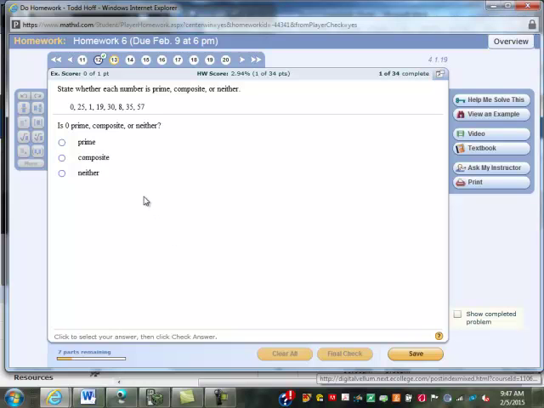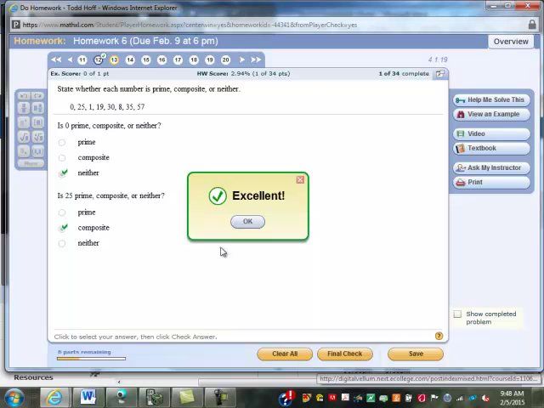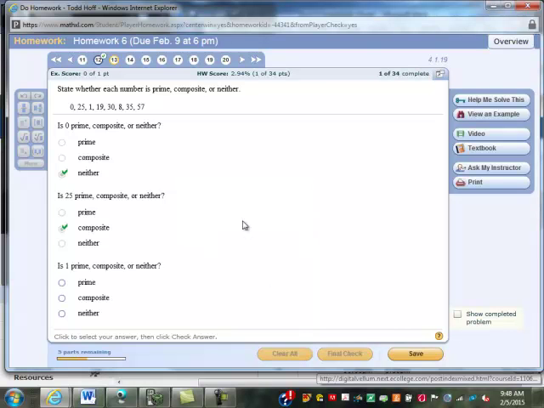So here, 0, prime, composite, or neither? Well, there are two numbers that are neither. That's 0 and 1. So this is neither. 25, prime, composite, or neither? Composite. Why is it composite? Yeah, it can be made up of smaller numbers multiplied to get it. 5 times 5 makes 25. How about 1? Neither.